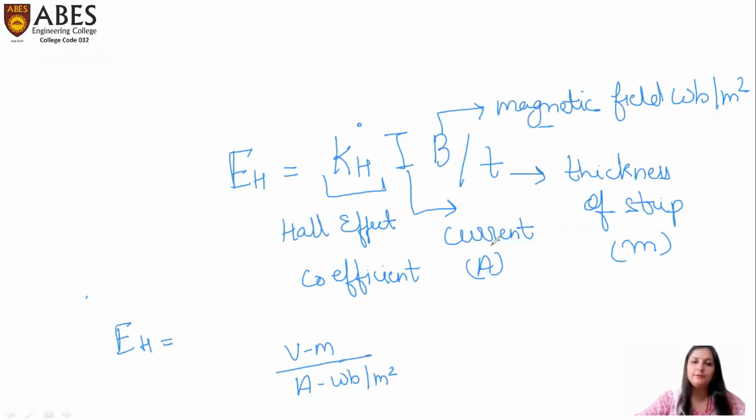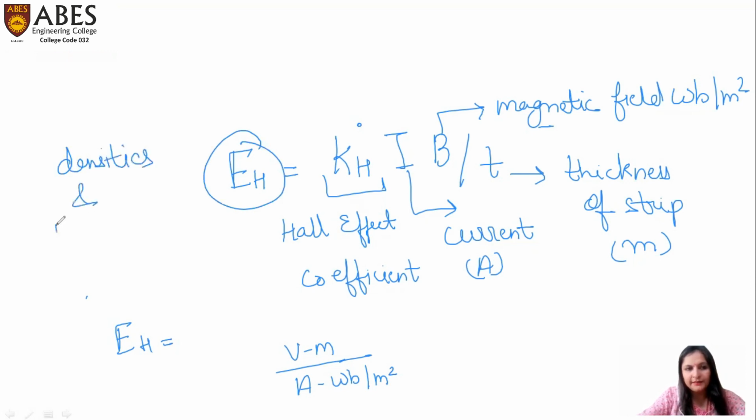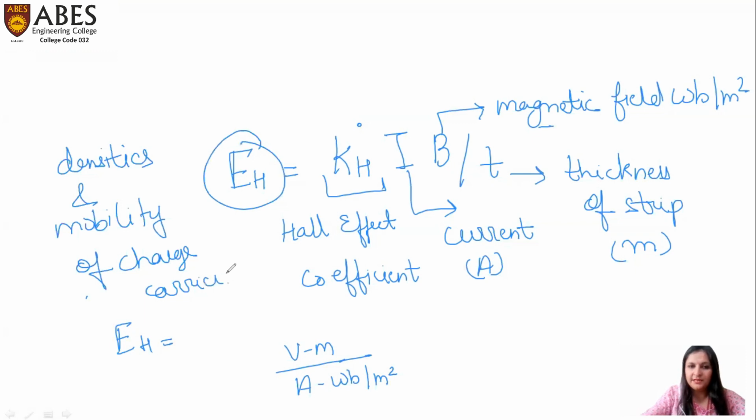Now the Hall effect can be measured in conductors and semiconductors. Without any conducting material, we cannot use Hall effect sensors. Also, this Hall effect value, or the EMF which is produced here, is dependent upon the densities and the mobility of charge carriers in the material.